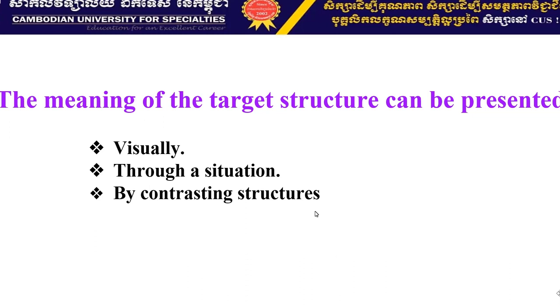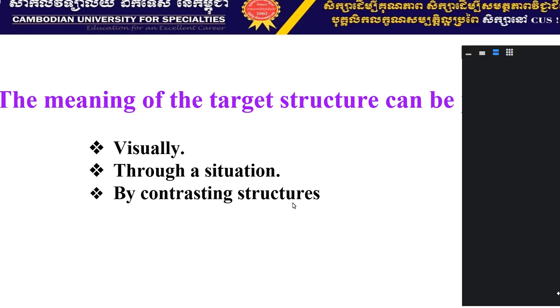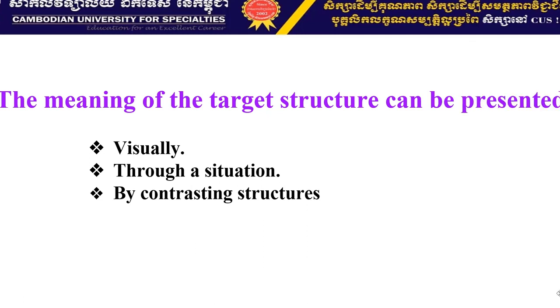And next is by contrasting a structure. So sometimes it's hard to explain one target language, but sometimes it's easy for students when they see the comparison between the two structures. For example, the present continuous versus the present simple. Some students might be confused. So if the teacher brings the contrast of the structures, they can easily understand and explain when to use present simple or when to use present continuous. So this is what contrasting structure means.